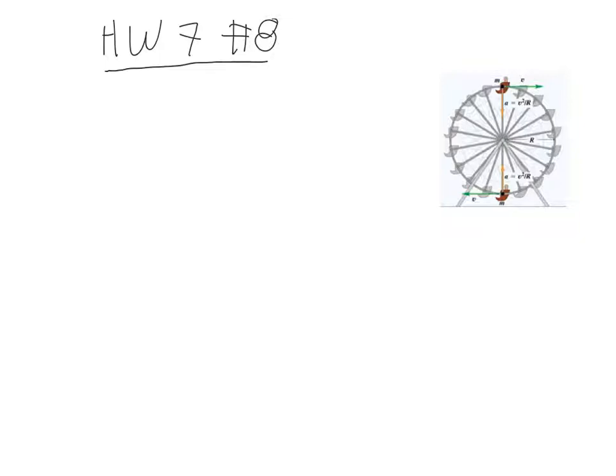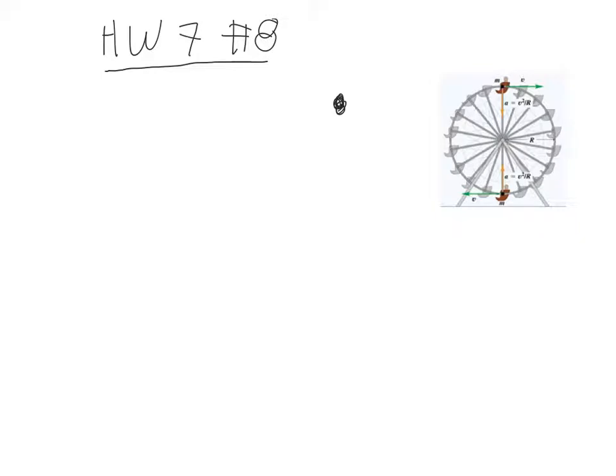Some of you had questions on homework number 7, problem 8, the one with the Ferris wheel going around. Thank you for those of you who asked me about it, that way I could know to make a video. In this case, what we're asked to determine is the upward force, or what we would call the normal force, from the seat on the person, both at the top and at the bottom of the carousel. In order to think about this, we need to draw a free body diagram.